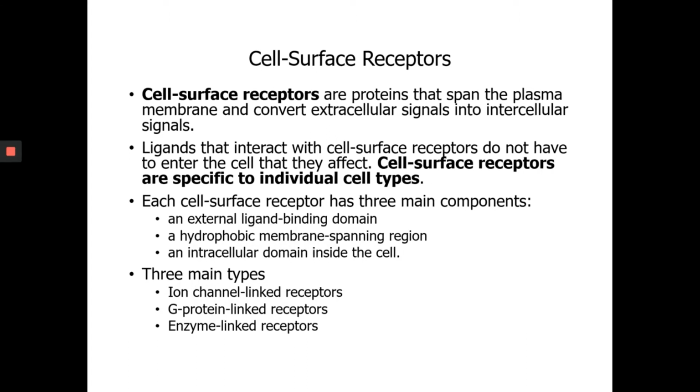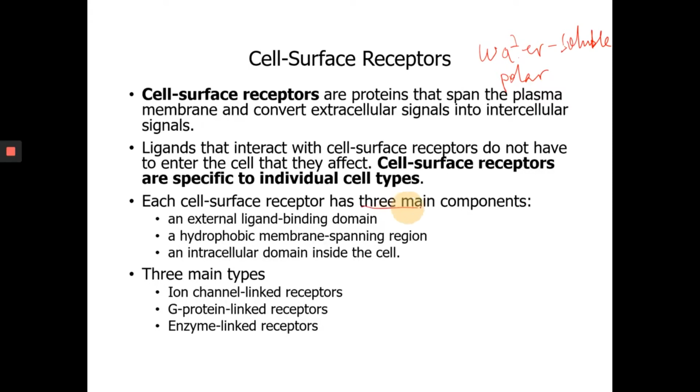Then cell surface receptors. Again, I keep saying this because it is very important: they bind to water-soluble polar molecules. That's because those molecules cannot cross the cell membrane very easily, so they can only bind to something on the cell surface.